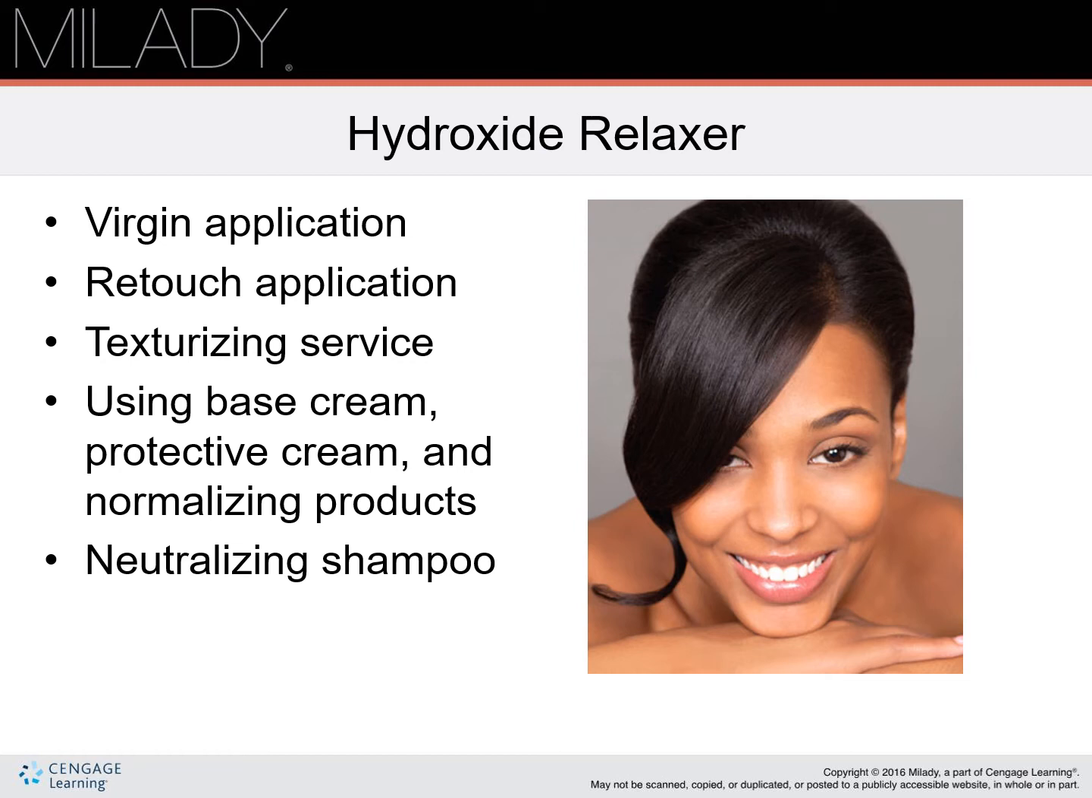A texturizing service. And I mentioned this earlier and told you we were going to get more in depth. This is removing some but not all of the curl and wave. A texturizing service uses a hydroxide relaxer to reduce the curl pattern by degrees using a mild strength relaxer. The procedure for texturizing is similar to that for relaxing virgin hair, and the same precautions apply.